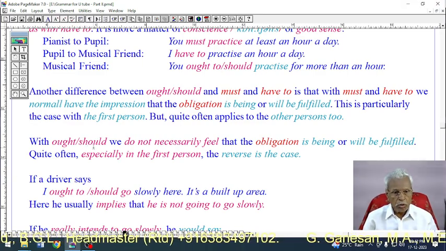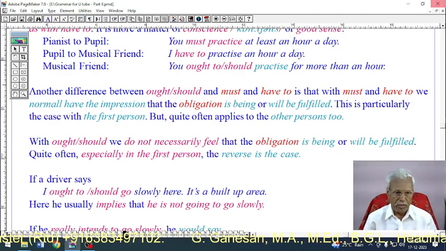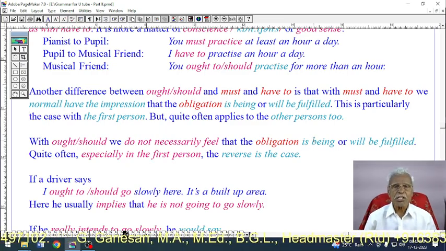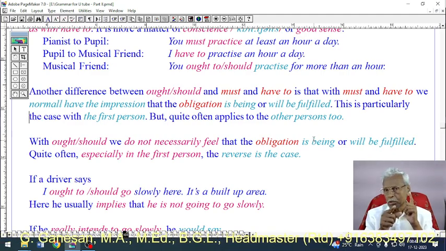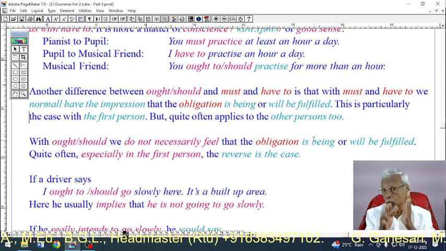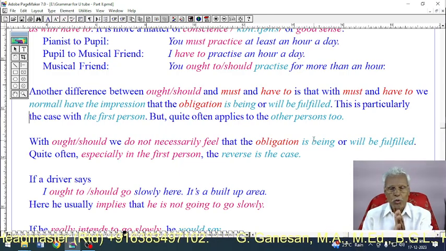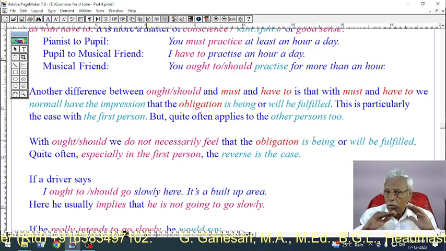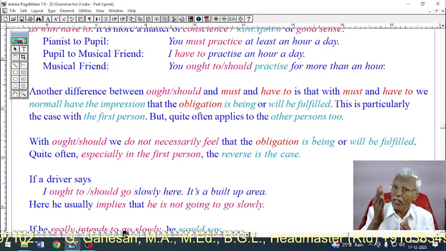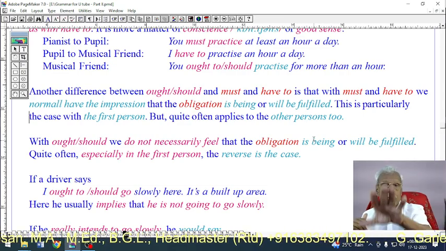With ought or should, we do not necessarily feel that the obligation is being or will be fulfilled. Quite often, especially in the first person, the reverse is the case. When we use must or have to, we are sure that the obligation will be fulfilled. But when we use should or ought to, we can't say definitely that the action is being or will be fulfilled.